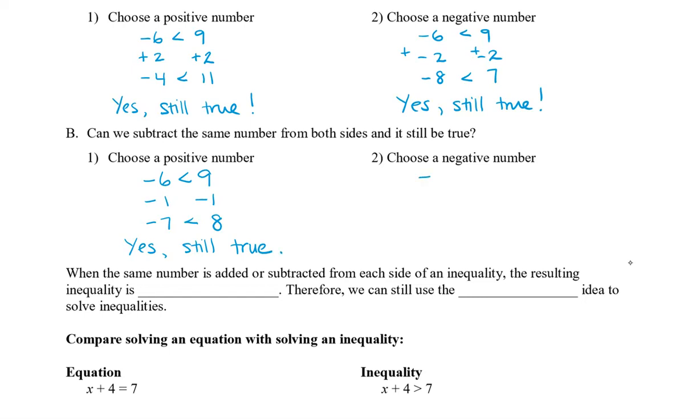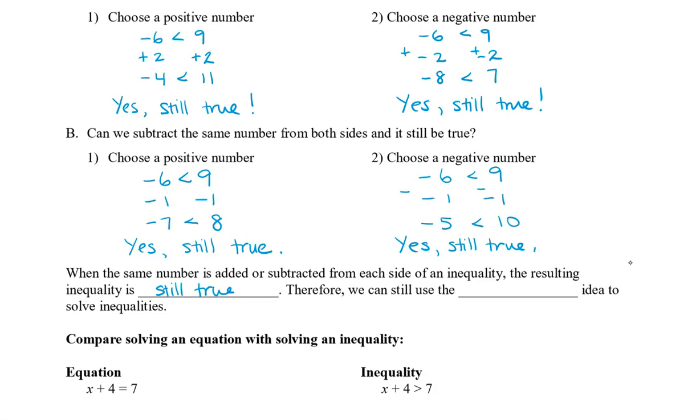All right, let's try this one more time. We have -6 is less than 9. And this time let's subtract -1. Take away -1. So -6 minus -1 is -5. And 9 minus -1 is 10, so -5 is less than 10. And yes, that is still true. So, when the same number is added or subtracted from each side of an inequality, the resulting inequality is still true.